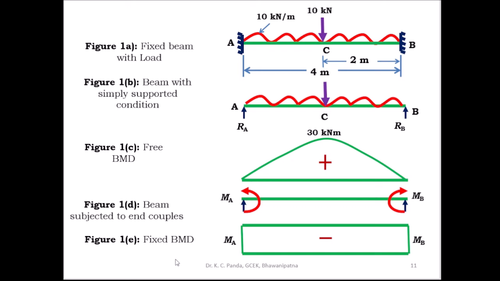What is the moment at the end of the beam if the UDL is present throughout the length? Similarly, you know the moment at the end of the beam if the point load is present at the midpoint. By using those formulas, you can find the end moments directly. Then after knowing the end moments, you can draw the fixed bending moment diagram. This is the fixed bending moment diagram. By combining the free bending moment diagram and the fixed bending moment diagram, you can draw the combined bending moment diagram.